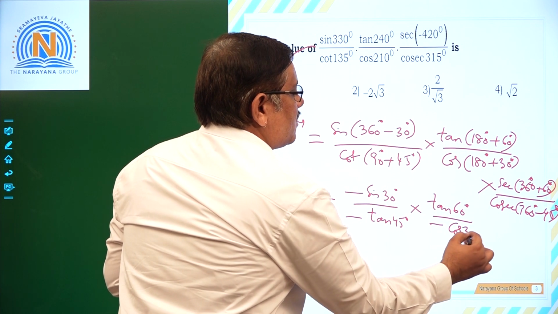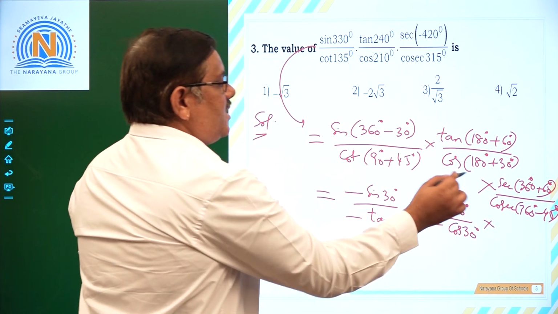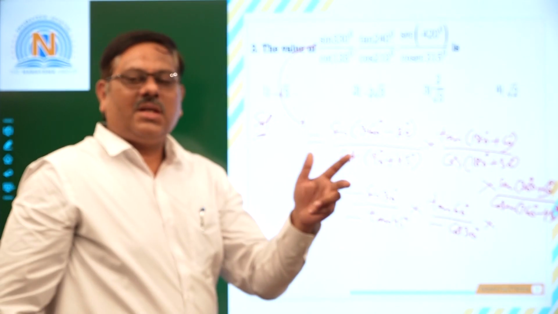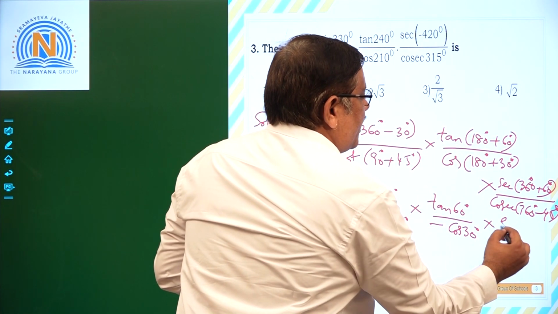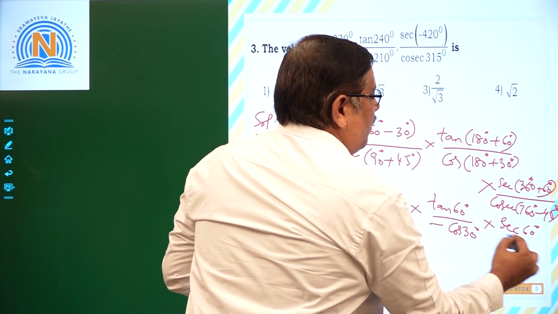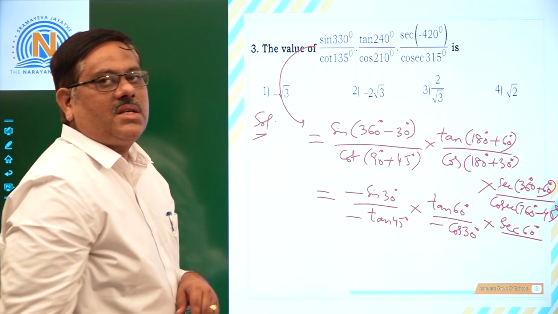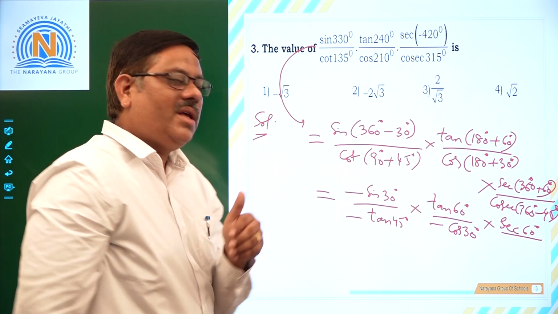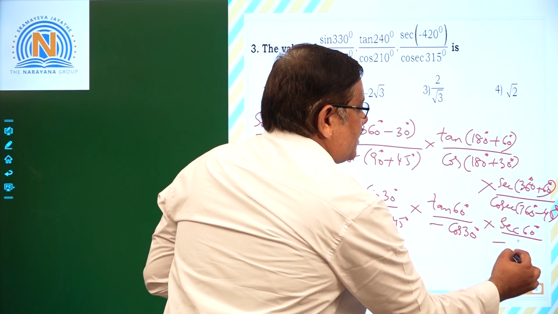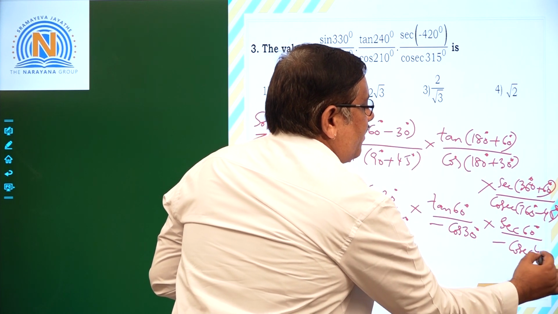as cos, so it is cos 30 degrees into secant of 360 plus theta. 360 plus theta is in the positive first quadrant, all are positive there, so it becomes secant 60. Now, by cosecant of 360 minus 45, 360 minus 45 is in the fourth quadrant, cosecant is negative there, and again 360 means you have the same cosecant 45 degrees.